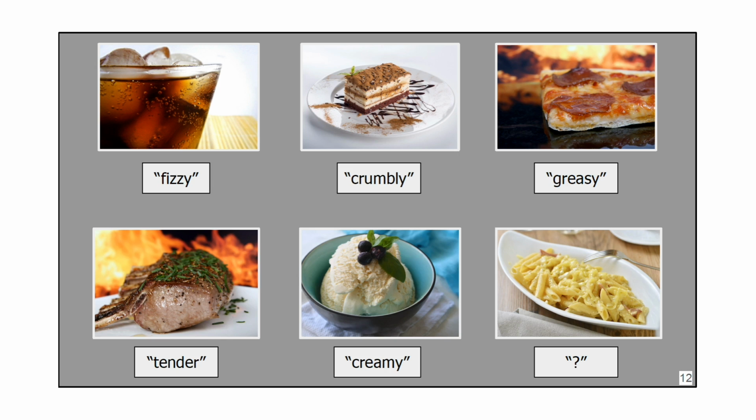We see bubbles inside the soda, so the surface of the soda will feel bubbly. We see the crumbles on top of the cake, so the surface of the cake will feel crumbly. We see the grease shining on top of the pizza, so the surface of the pizza will feel greasy. Now let's look at the bottom row of images. The image of the steak has the word tender beneath it.